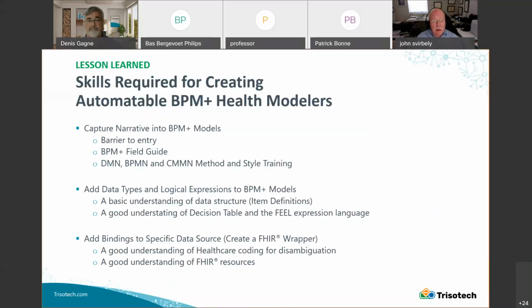Then after you've built the models, you need to flesh them out, which takes a little bit more effort. And finally, you need to take the models that are built and prepare them so that they can be ingested by the host system. Next slide, Denny, please.